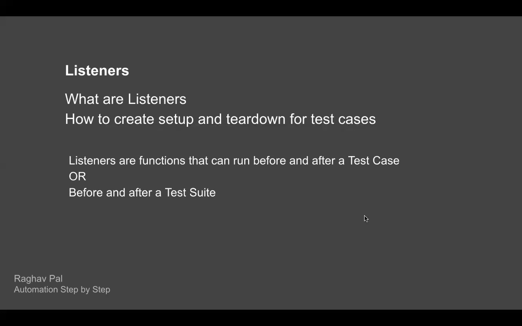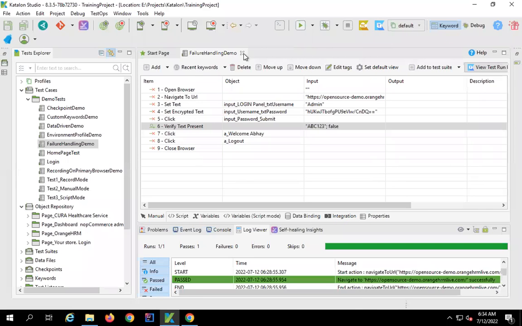So we can have listeners which are actually functions that can run before and after a test case or before and after a test suite. So we have setup and tear down functions. Let us look at the steps. We will go to the test explorer, and you will find a folder called test listeners. And here we can create a new listener.